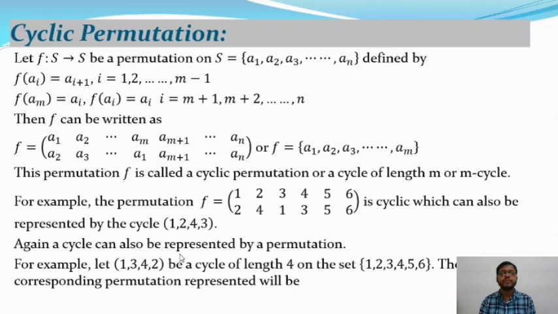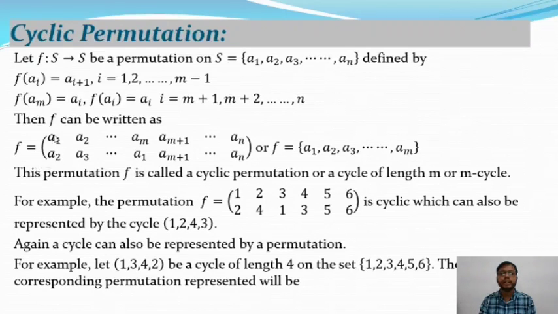After that we will discuss the cyclic permutation. Here is the definition. Let F be a mapping from S to S, a permutation on S having n distinct elements, that means a1, a2, a3 and up to an, defined by F of ai equals ai plus 1 for all i equal to 1, 2, up to m minus 1, and F of am equals a1, while F of ai equals ai, where i is equal to m plus 1, m plus 2, and up to n.